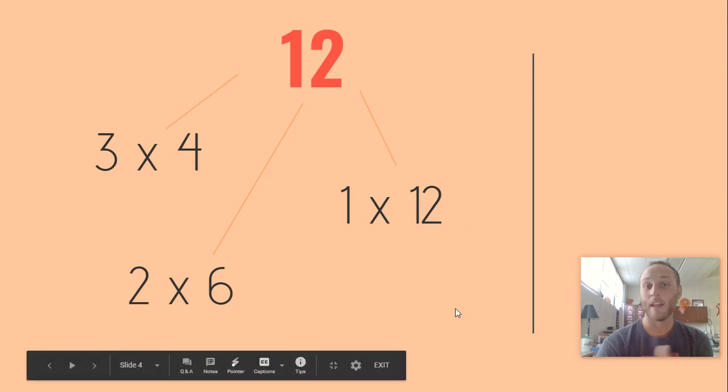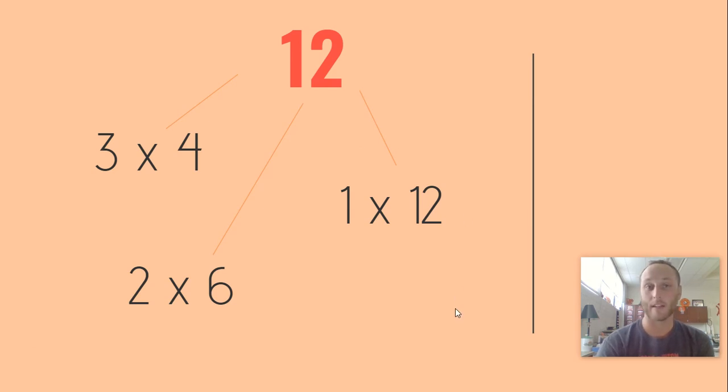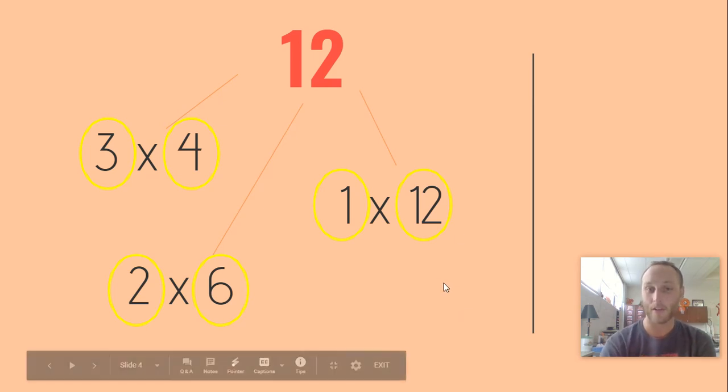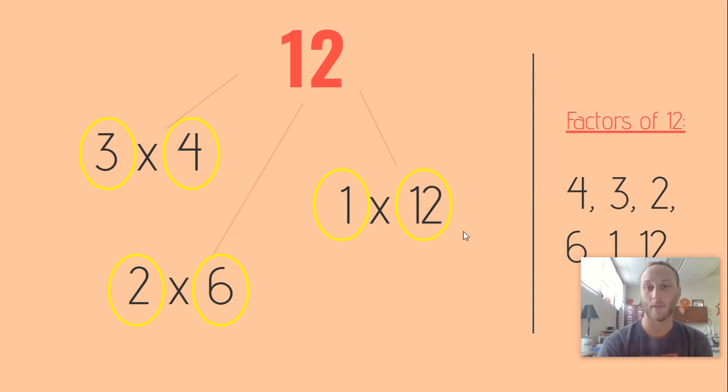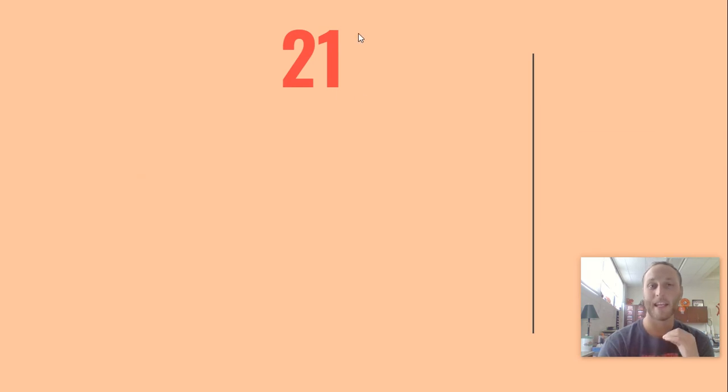So now I can look at this and I can look at all of my factors. So now that I know all these numbers multiply together to get to 12, I know that 3 is a factor, 4 is a factor, 2 is a factor, 6 is a factor, 1 is a factor, and 12 is a factor of 12. And these are all the factors of 12. So then I can list them just like this. You can list them in any order, but they're all factors of 12 because they all multiply together to get to 12. Then I had the number 21.